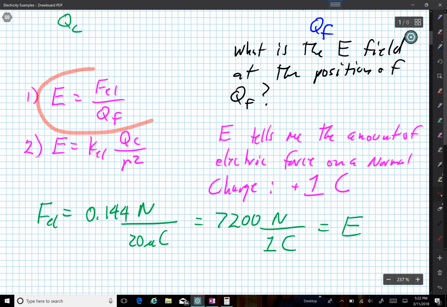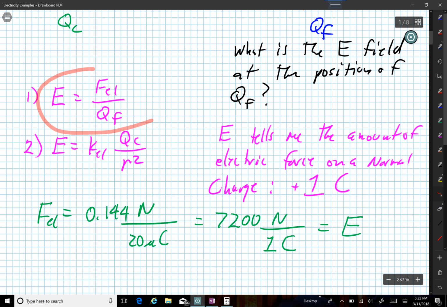If I were to ask the question another way, I could choose to make this a central charge. If I was not interested in figuring out the force on this charge, and instead I wanted to figure out the force on this charge, then this charge would become the QF. And this would become a QC. It all depends on where we're looking. It's the context. Remember, context is key. It's true in literature, it's true in theology. Context is key, it's true in physics. You've got to know what your context is.